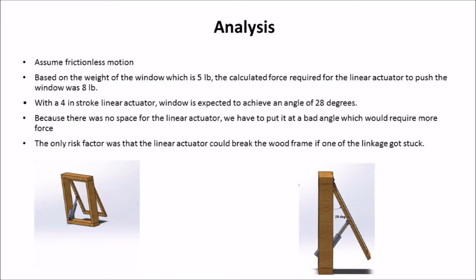Based on the weight of the window, which was 5 pounds, the required force calculated for the linear actuator was 8 pounds. The consideration was that there was no good place for the linear actuator. Therefore, it sits at a bad position, which resulted in a mechanical disadvantage. The risk factor was that the linear actuator could break the wood frame if the linkage got stuck.